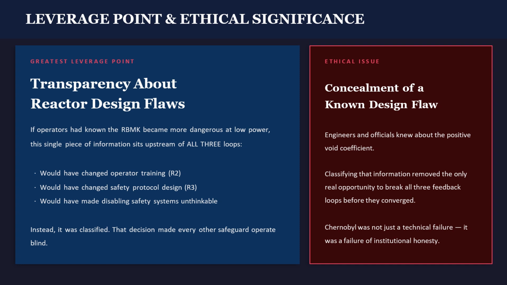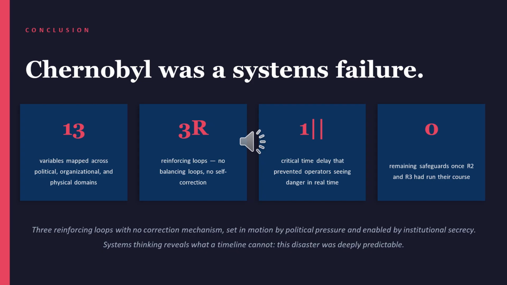Chernobyl wasn't just a technical failure, it was a failure of honesty. 13 variables, 3 reinforcing loops, no balancing loops, 1 hidden delay. Not random, not bad luck. A system with no way to fix itself, driven by pressure and enabled by secrecy.